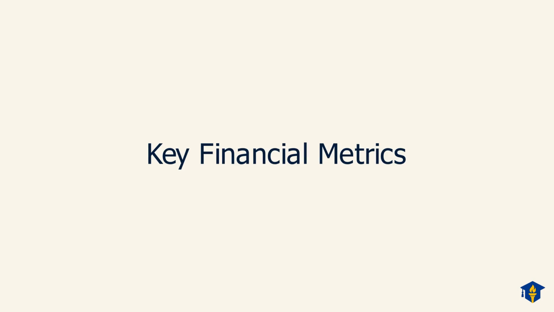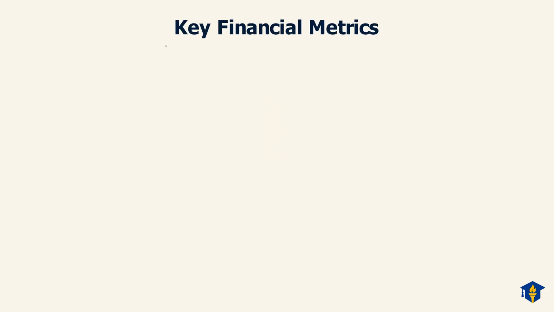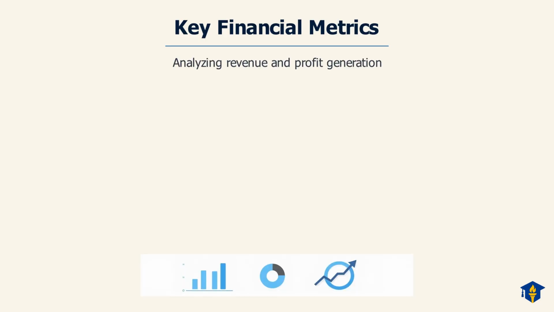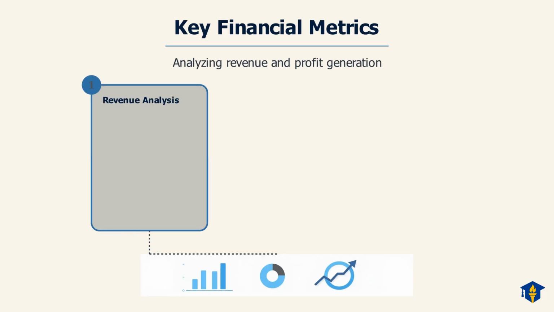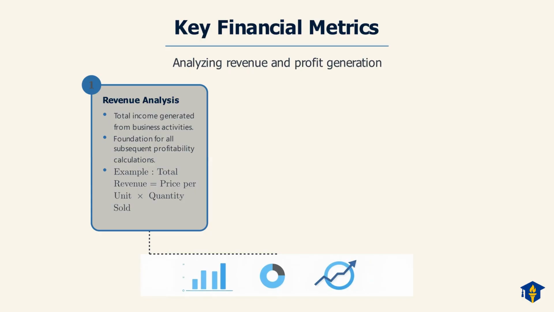Now, let's delve into some key financial metrics, crucial for business analysis. We'll explore how to analyze revenue and understand how profits are generated. First, we have revenue analysis, which is the total income. This represents the total money a business earns from its activities. It serves as the foundation for all subsequent profitability calculations in finance. For example, total revenue equals price per unit times the quantity sold.